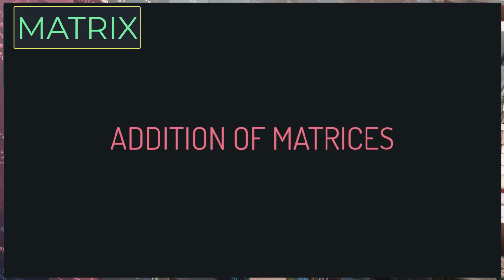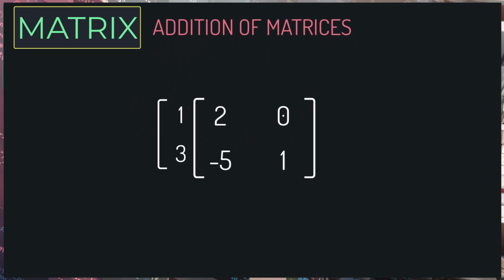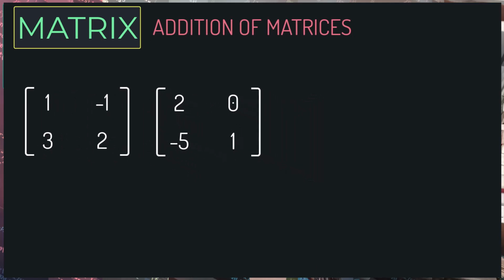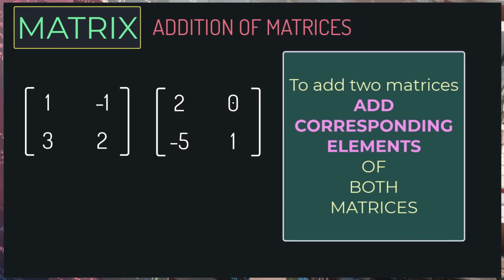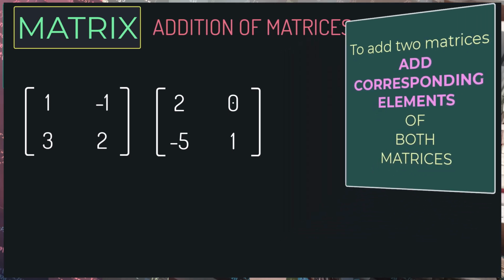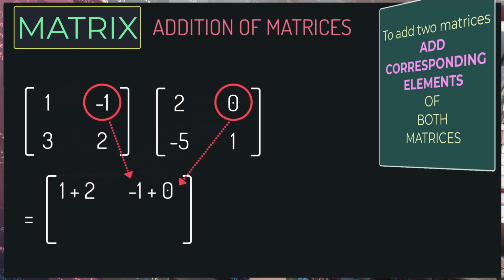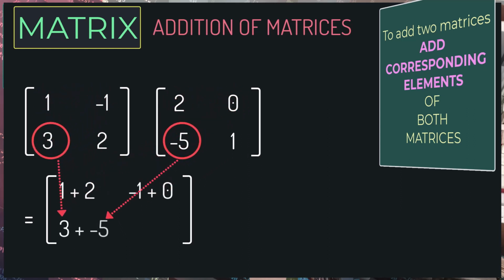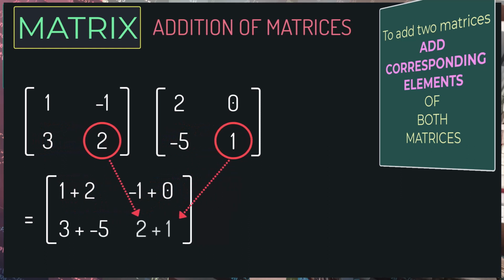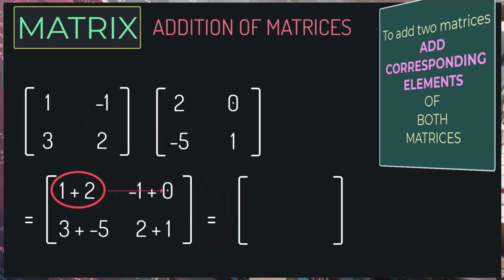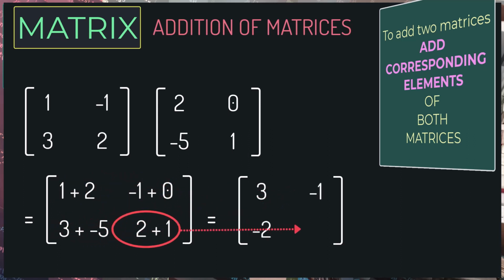Next, let us think how can we do arithmetic operations using matrices. How do we add two matrices? Suppose we have two 2 by 2 matrices. To add these matrices, we just add the corresponding elements in it. So here we add 1 and 2, minus 1 and 0, 3 and minus 5, and 2 and 1. So we get the resultant matrix as the matrix 3, minus 1, minus 2, and 3.